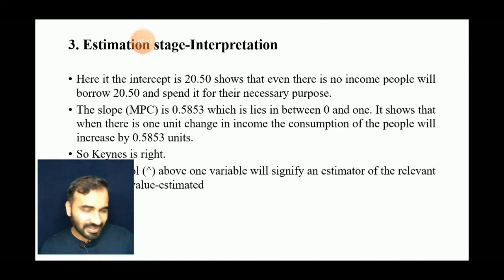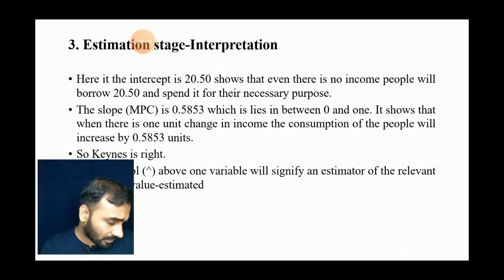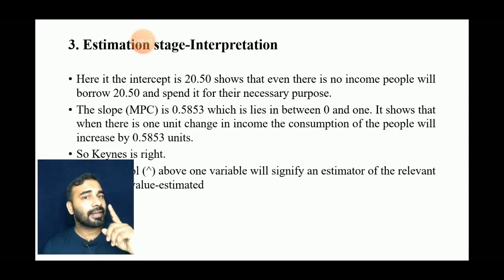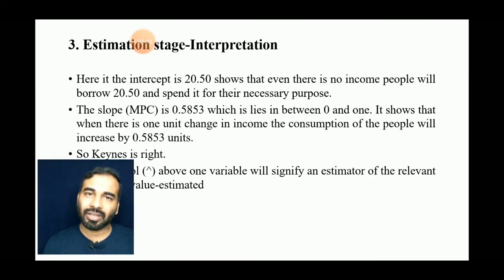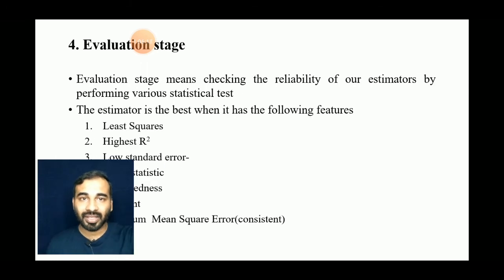So if a person's income is increased by 5,000 rupees, their consumption will be increased by 585 rupees. Using this we can say that whatever Keynes said about MPC is right for these 5 individuals. What Keynes said is that MPC always lies between 0 and 1. So this is correct. Clear? Yes. So now we have empirically proved that Keynes is right.